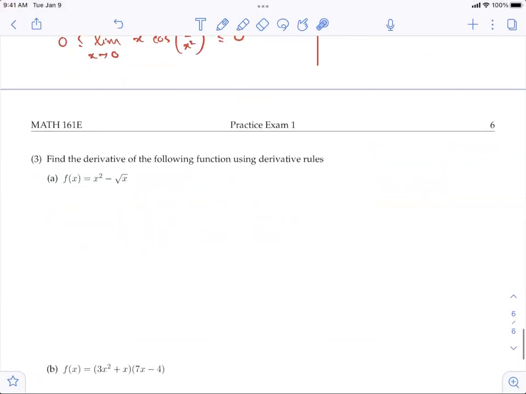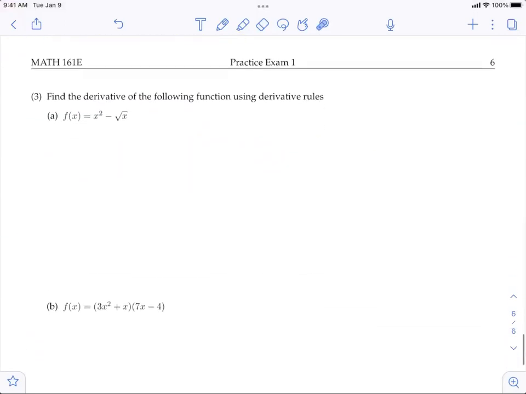Now, moving on to the last part of the practice exam, where you find the derivative using derivative rules. This is where the problem gets easier to do, right? If you know the basic differentiation rules or product rule and quotient rule. Right, so for this problem, you have the function x squared minus square root of x. As I mentioned earlier, when you see a square root of x or root function, it's easier to turn that into a power function so that you can find the derivative function easier and faster.